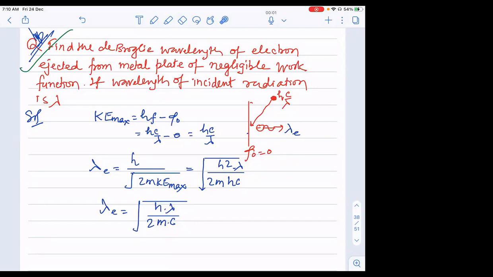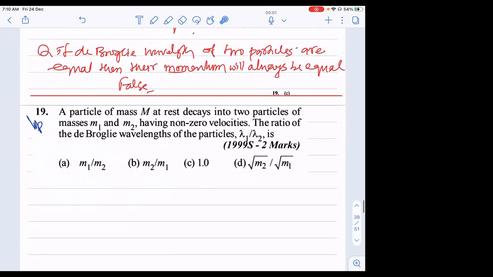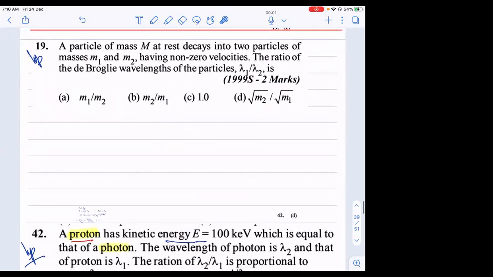So let's see a few more questions. What about this question? A particle of mass m at rest decays into two particles of mass m1, m2 having non-zero velocities. The ratio of de Broglie wavelength of the particles lambda1 by lambda2 will be how much?